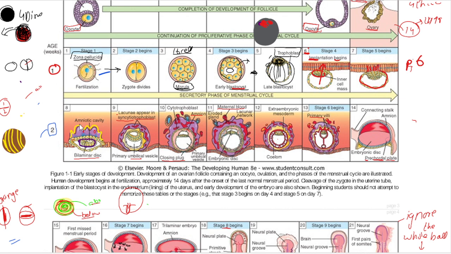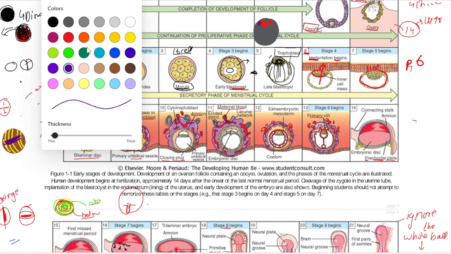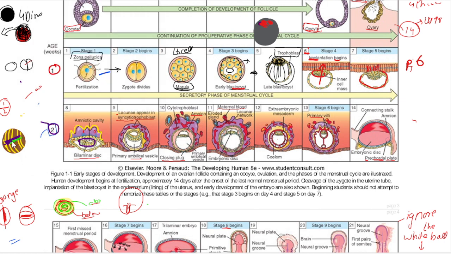Now I will tell you that in the second week two things occur in the inner cell mass. This is a single layer, the inner cell mass. The inner cell mass becomes divided into two layers. In between the ball, two layers are formed from the inner cell mass, the first layer and the second layer.